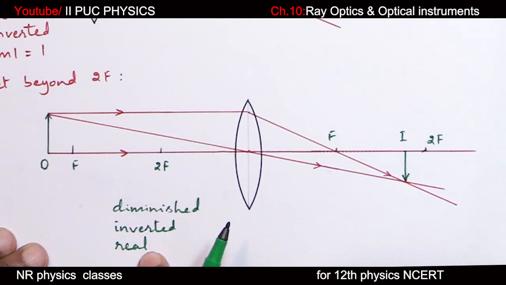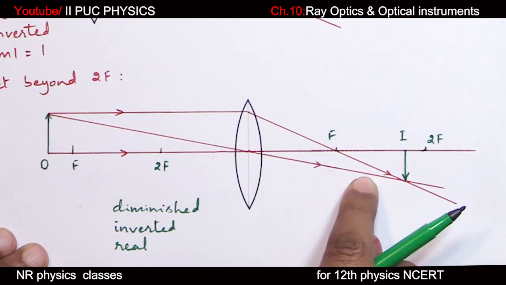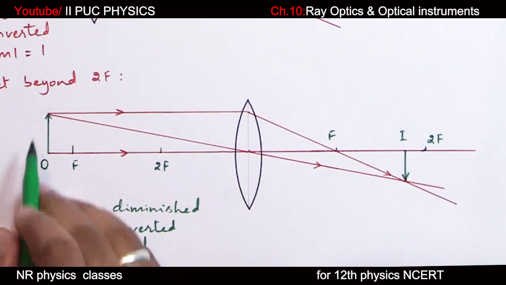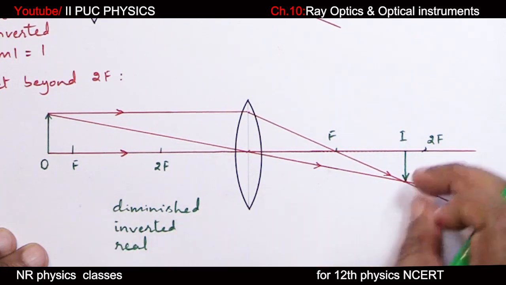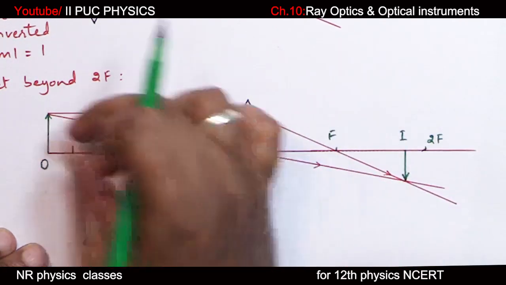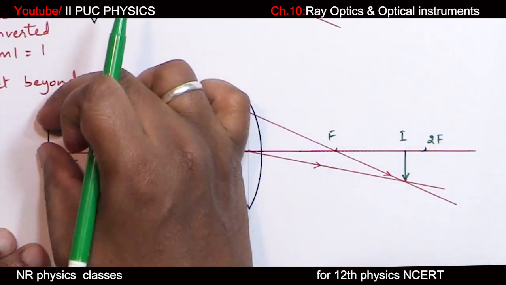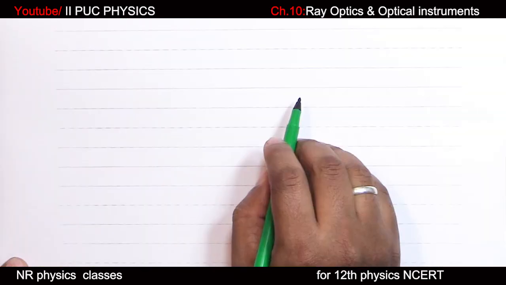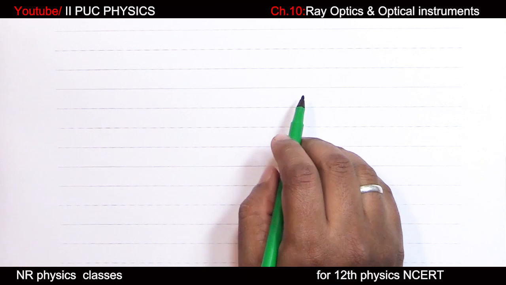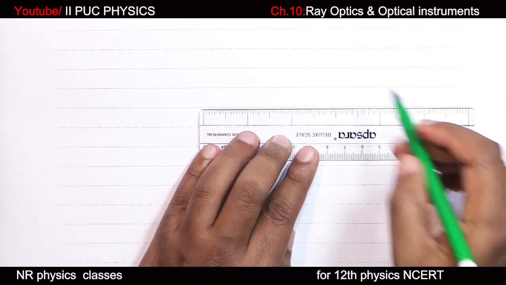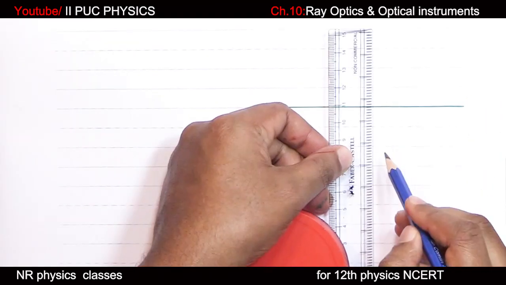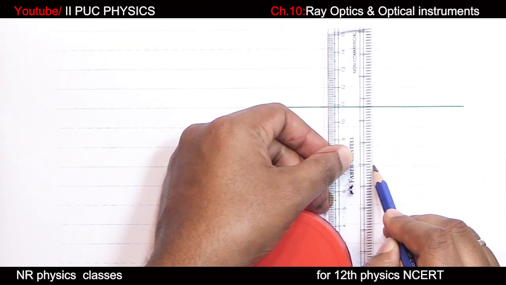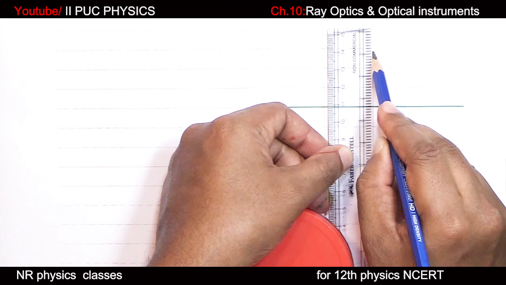Diminished, inverted, and real. Real is due to converging rays. Inverted: this is the head, the head is upside down. Diminished means the size of the image is less than the size of the object. Optic center. This is the principal axis of a lens. This is the principal section.